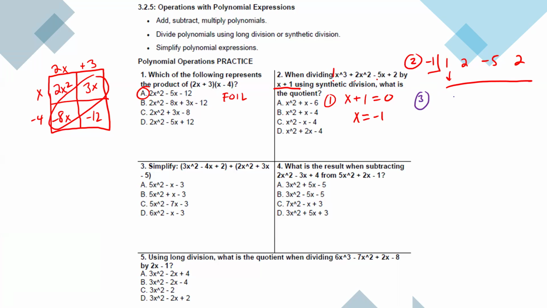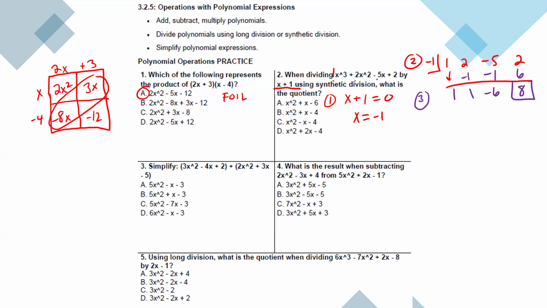So we have 1, we're going to bring it down. So negative 1 times 1 gives us negative 1. 2 plus negative 1 gives us 1. Negative 1 times 1 gives us negative 1. Negative 5 plus negative 1 gives us negative 6. Negative 1 times negative 6 gives us positive 6. And 2 plus 6 is 8.